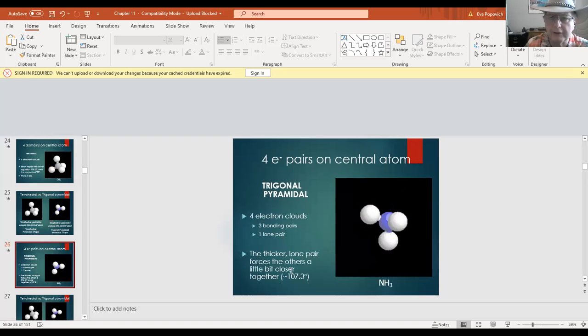Trigonal pyramid, four electron clouds, three are bonding, one lone pair. That lone pair pushes the other three down. So my bond angle decreases from 109.5 to around 107.